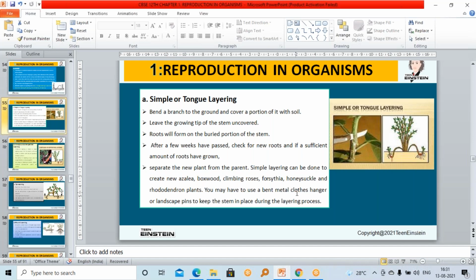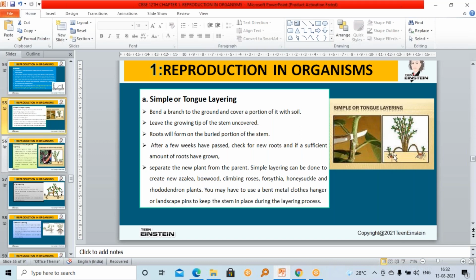So what we are doing is the same as the procedure of general layering. In this, we just bend a flexible and low growing branch towards the ground. And next, we cover it with soil. While covering, we need to leave the tip portion above the soil. We should not cover the tip portion.